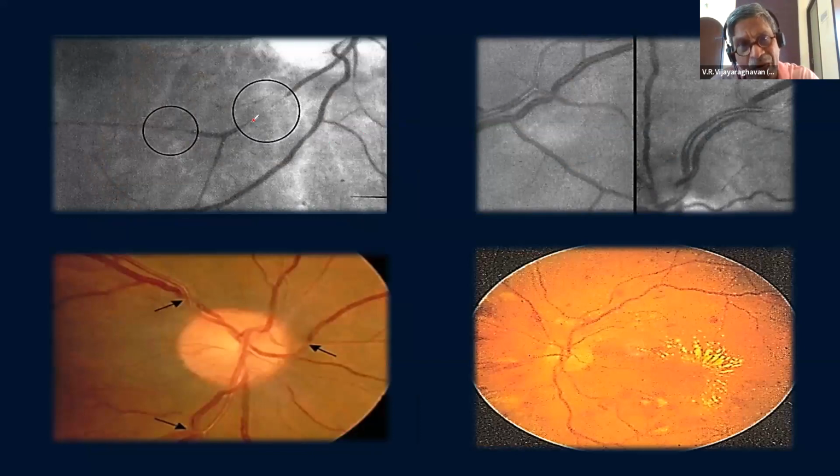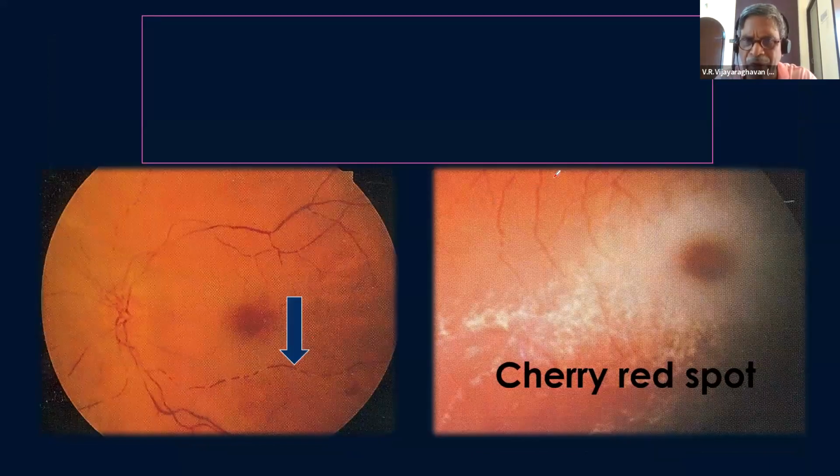Similarly, the arterial narrowing is here, and the AV crossing changes are there, AV compression of the veins. When I find AV crossing like this, we have many names: Gunn sign, Salus sign. So many signs are there for hypertension. When you find these arteriovenous crossing changes, think you are dealing with a case of hypertension in the patient. It's a spotter for us.